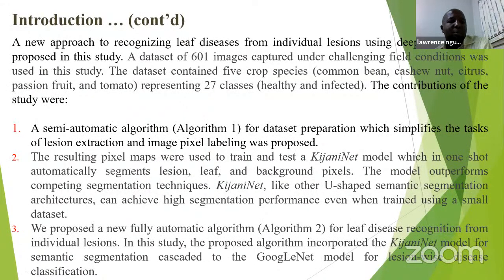For this study, we assembled a data set of 601 images collected from the internet. All of them were captured under field conditions and represented 5 crop species. And in total, 27 categories were represented in the data set, including healthy categories. So there are 5 categories for healthy, 1 for each crop species. And then the rest were for various infections.